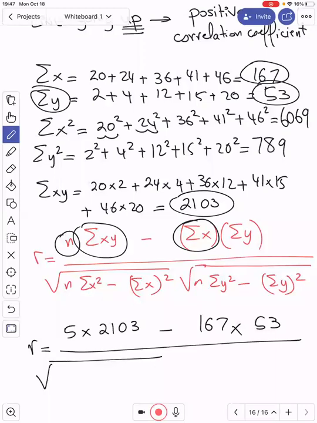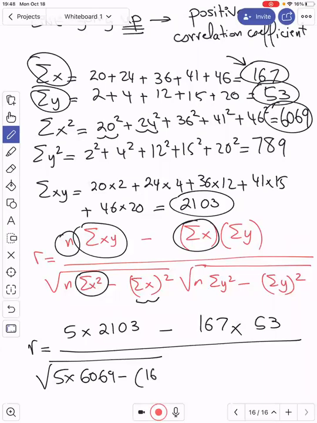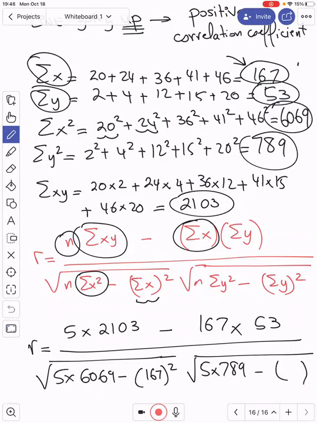Over the square root, again, N is 5. The sum of the X squared is 6,069. So 5 times 6,069. And here, be careful, guys. This is the sum of the X's and then squared. So first you need the sum of the X's, that's what's inside the parentheses. This is like the PEMDAS rule, right? Parentheses and then the exponent. So inside the parentheses I have 167, and then I have this square. Same thing for Y: 5 times the sum of Y squared, that's 789, minus, again, parentheses, the sum of the Y's, that's 53, and then there is a square outside the parentheses.